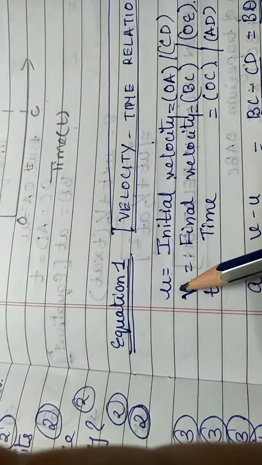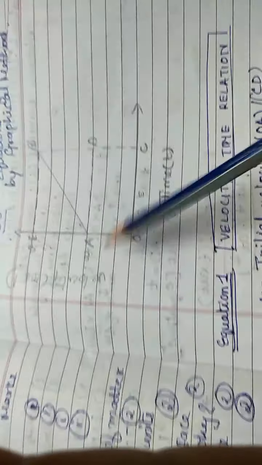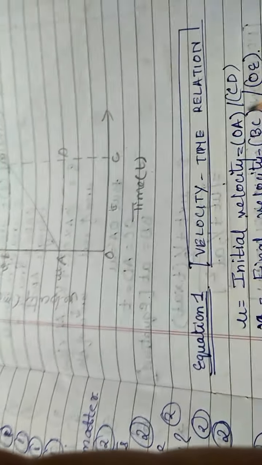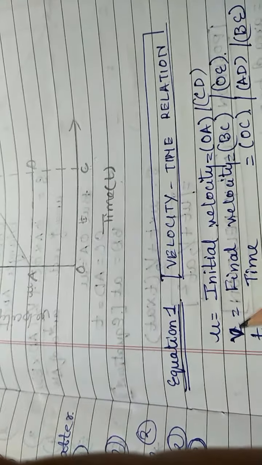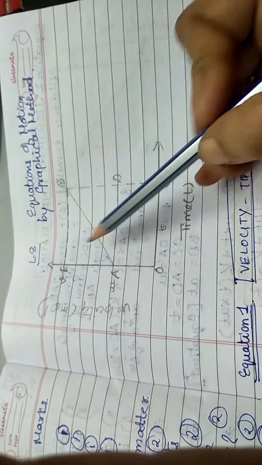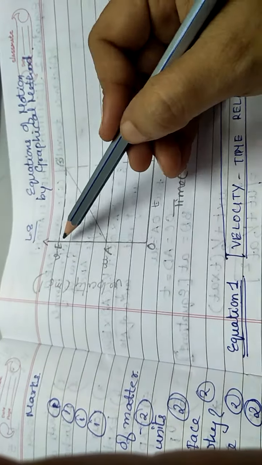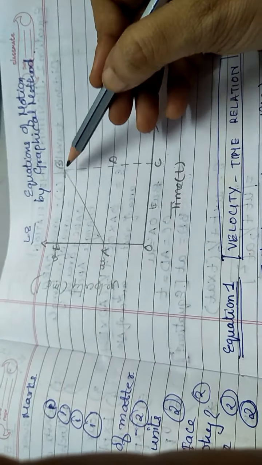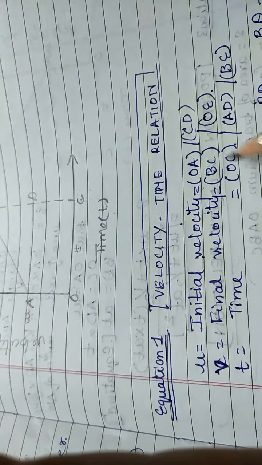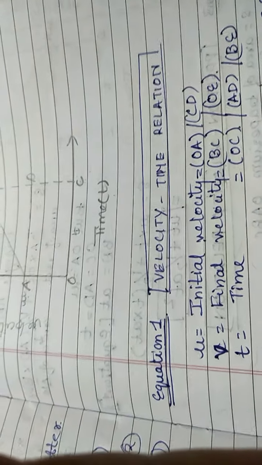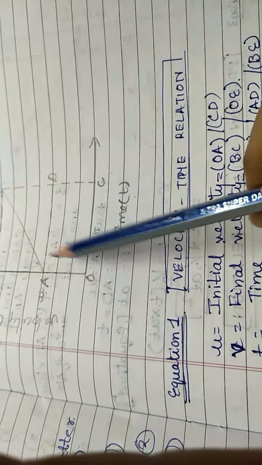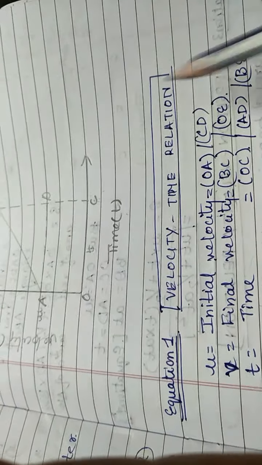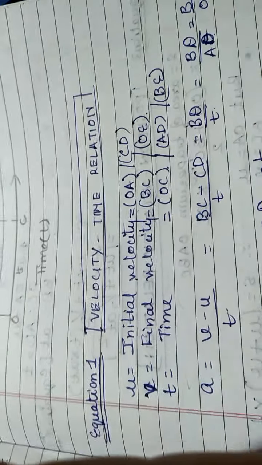The first one, u is the initial velocity. Initial velocity is OA, that is u. You can also take it as DC, OA and DC. Next is v, the final velocity. You can take it as OE or BC. Now time: time is OC or AD or BE. So you understood this?